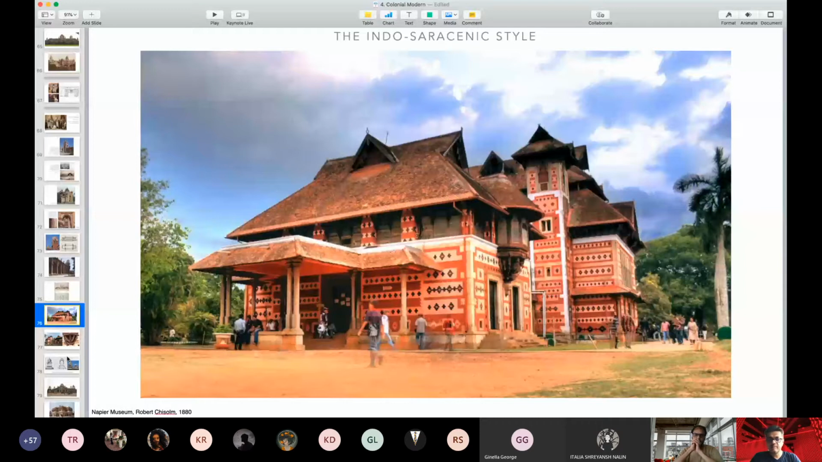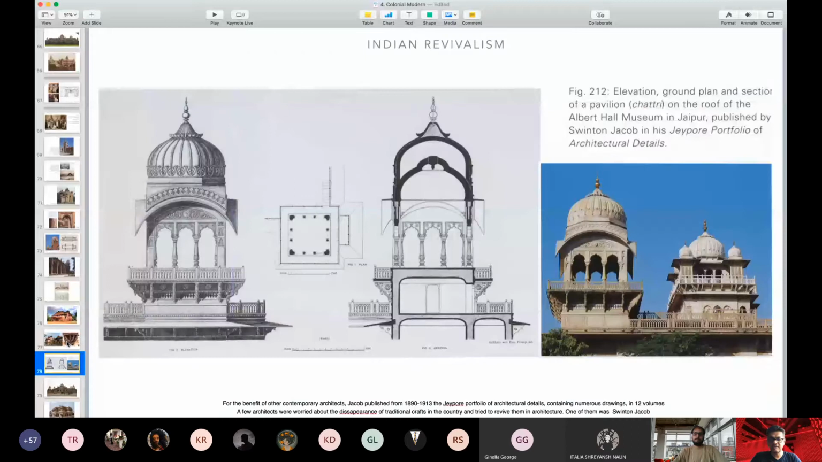You also have books made by these architects that are trying to, in some senses, help the creation of the Indo-Saracenic. These are pages from a book called the Jaipur Portfolio, made by a man called Swinton Jacob, who went about copying these details from ancient, vernacular and traditional architectures in India, so that those can then be used by many architects to decorate their plans.